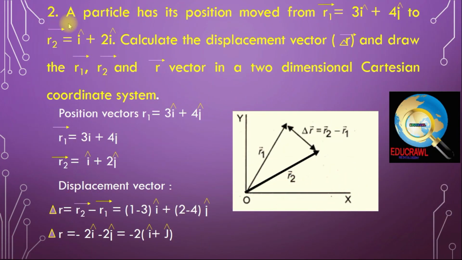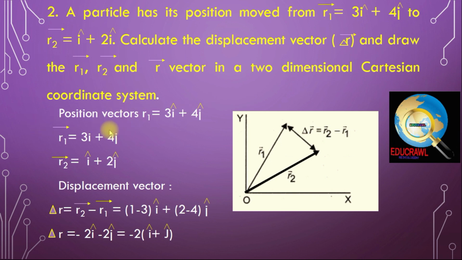The second problem. A particle has its position moved from R1 vector is equal to 3i cap plus 4j cap to R2 is equal to i cap plus 2j cap. Calculate the displacement vector. Displacement vector we know the symbol as del R vector. And draw the vectors of R1, R2, del R vector in a two-dimensional Cartesian coordinate system.